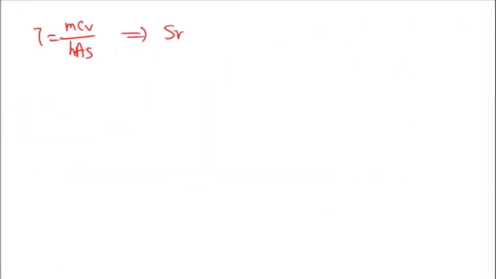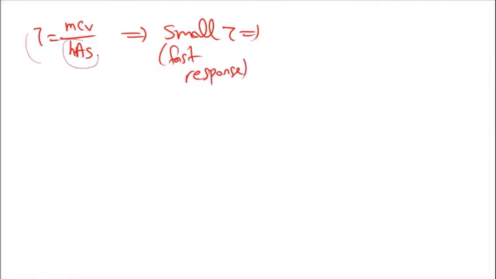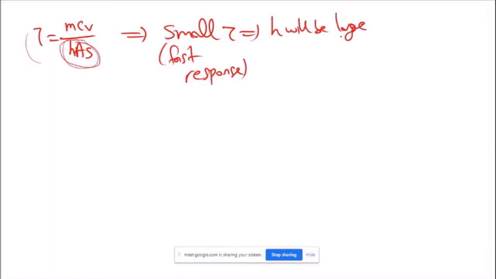We are looking for small tau because smaller tau means fastest response. Small tau means this part should be as small as possible. So what is the value for the denominator? Small tau means fast response. Fast response means h will be large, As will be large. If h is large and As is large, it means good heat transfer.